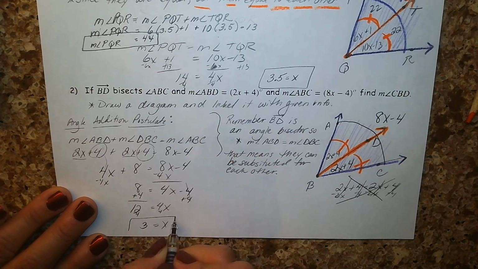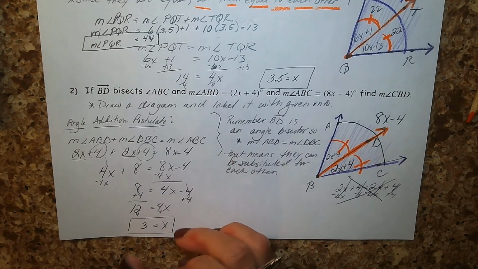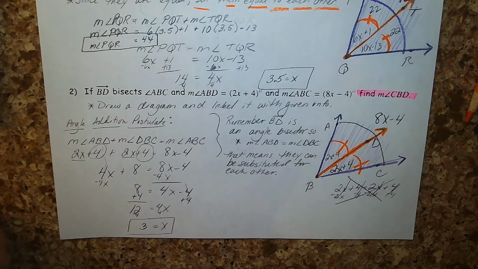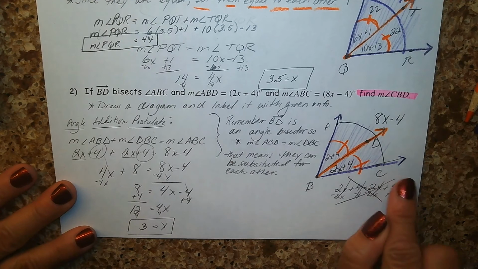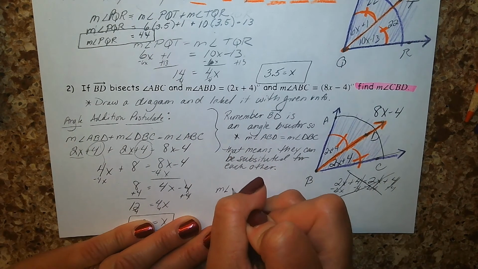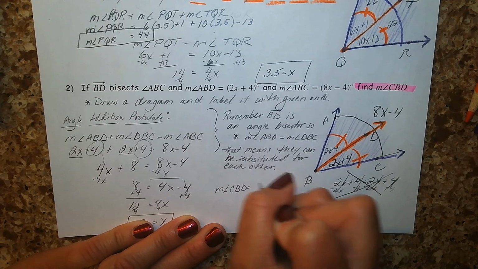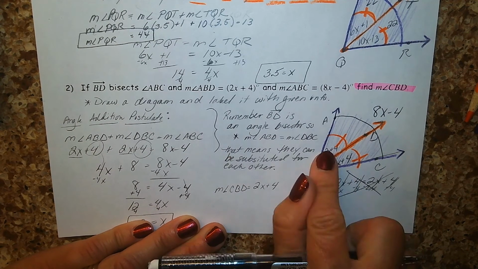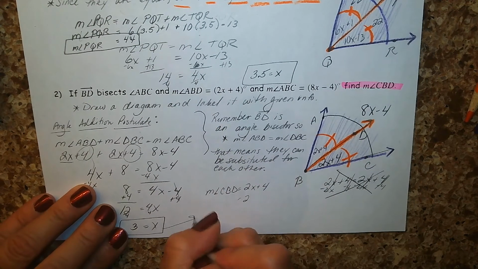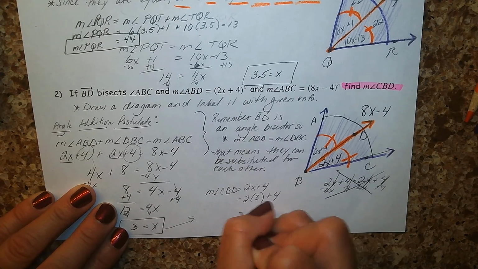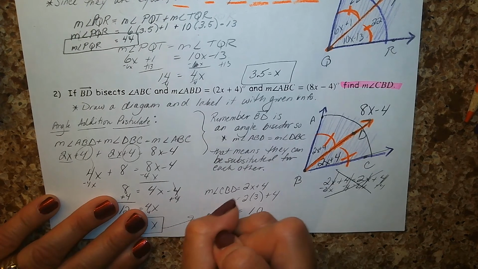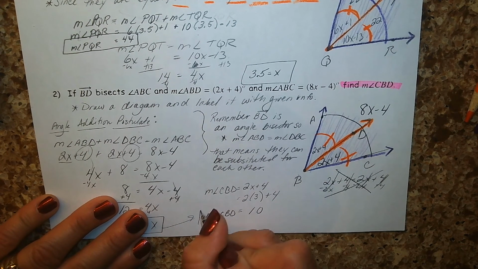Now, the question becomes, did you answer the actual thing that they want you to find? Well, you found x, but it said find CBD, right? CBD is right here. CBD, that's this angle right here. So we need to go back now and find the measure of angle CBD, which we know is 2x plus 4 because that was a bisector and both of those are equal to each other. So now we're going to take 2 times our x, we're going to plug that in, 2 times 3 plus 4. And of course, that is 6 plus 4. That works out to be 10. So the measure of angle CBD there is equal to 10.